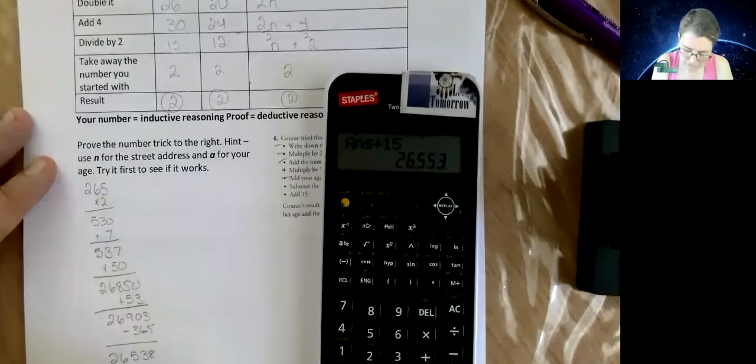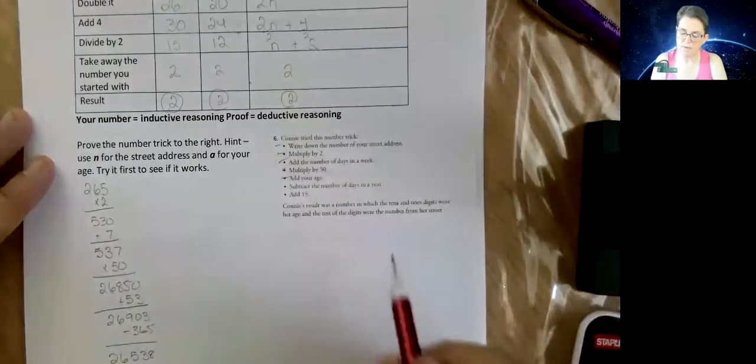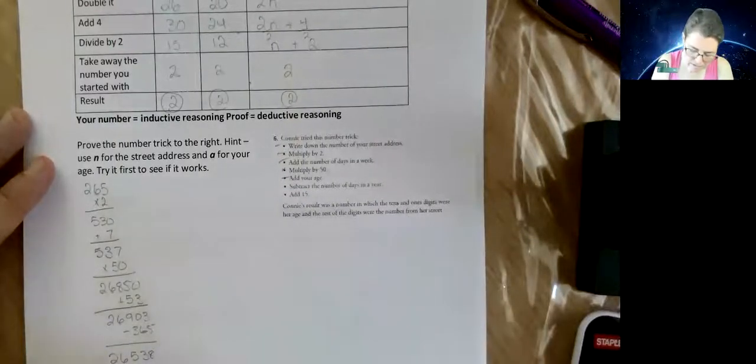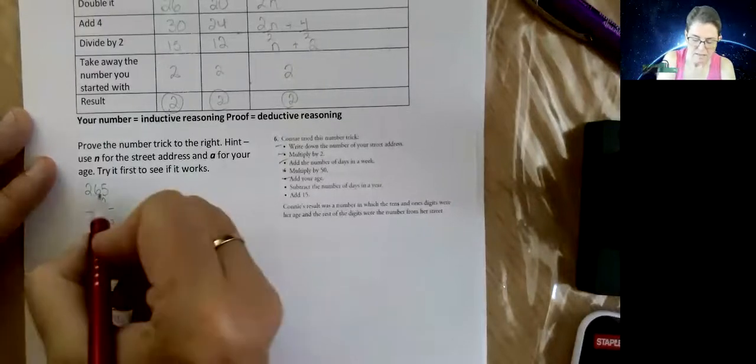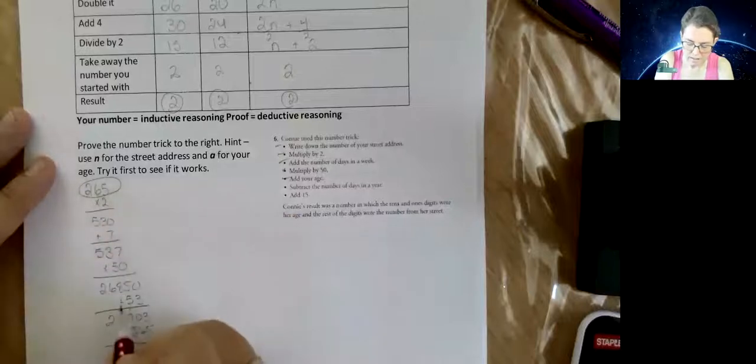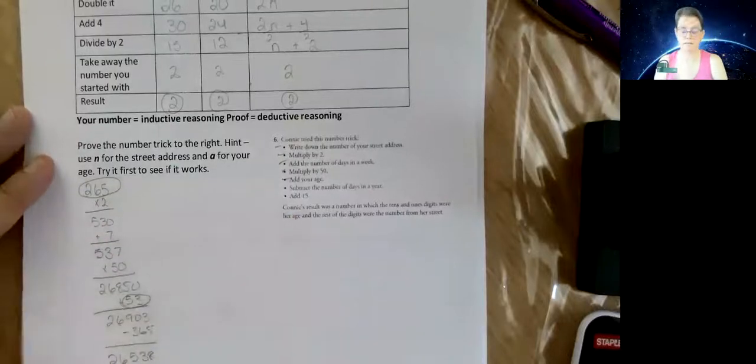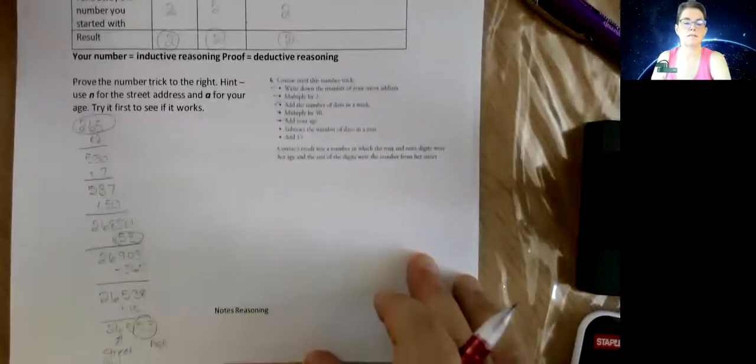26,538. All right, so the result was at the number, the tens and ones. So this much is age. And the rest of the digits were the street number. And that did work, because I did start out with my street, and there was my age. Oops, sorry guys, I see you can't see the bottom there.